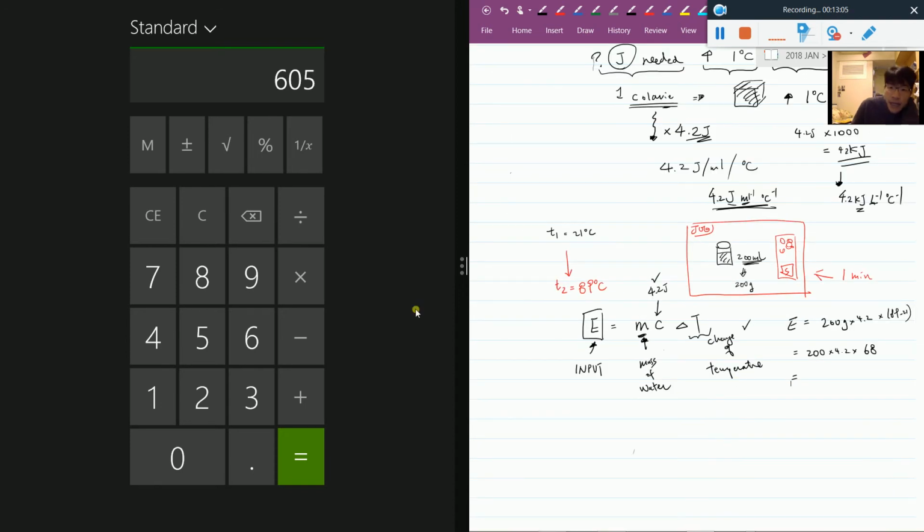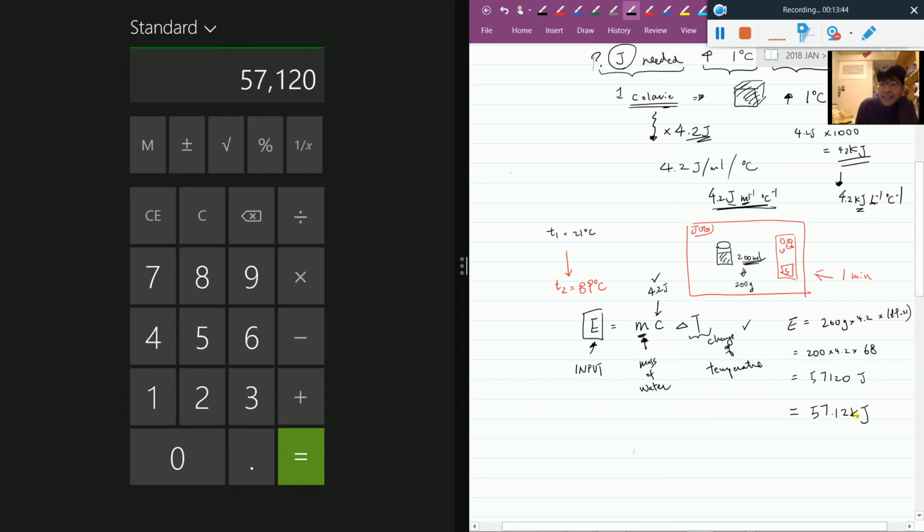So let's say 200, let's cancel it, 200 times 4.2, then times 68 degrees is 57,120. So 57,120 joules is needed. Because the number seems too big, we change that into kilojoules, which is 57.12 kJ. Right?